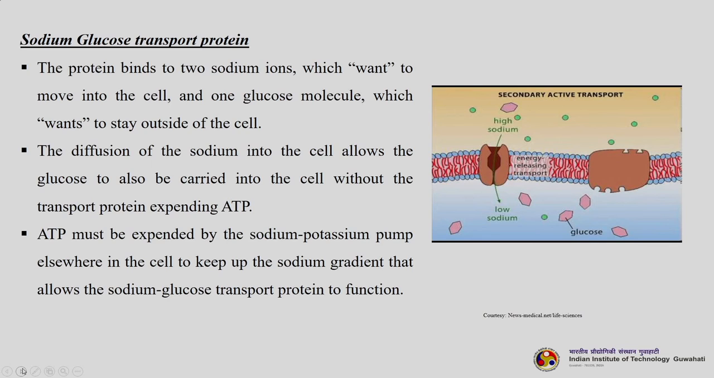The protein binds to two sodium ions which want to move into the cell, and one glucose molecule which wants to stay outside of the cell. The diffusion of sodium into the cell allows the glucose to also be carried into the cell without the transport protein expending ATP. ATP must be expended by the sodium potassium pump elsewhere in the cell to keep up the sodium gradient that allows the sodium glucose transport protein to function. There should be a gradient of sodium, otherwise sodium will not move at all. This is how sodium and glucose transport happens.